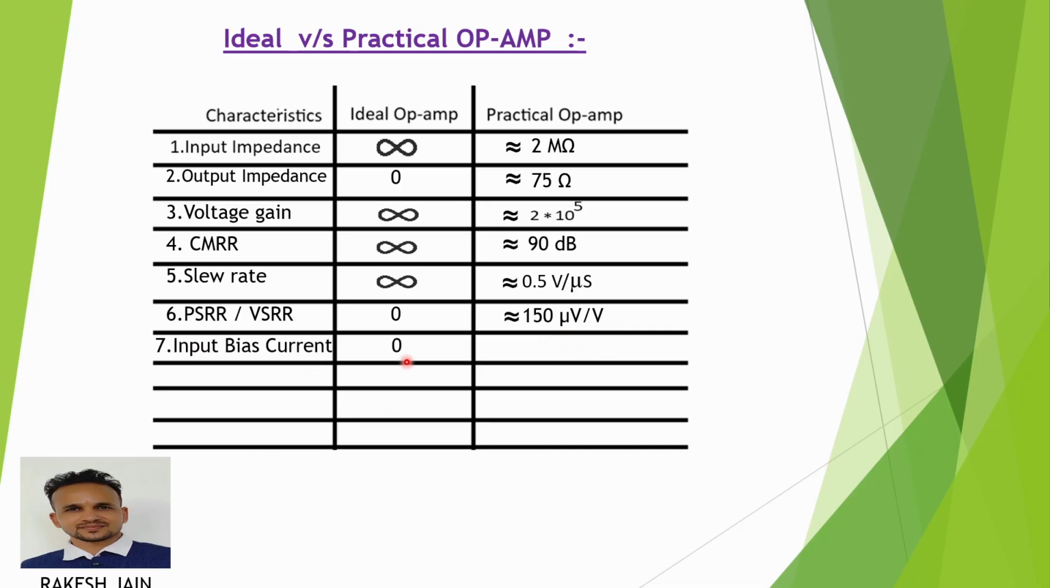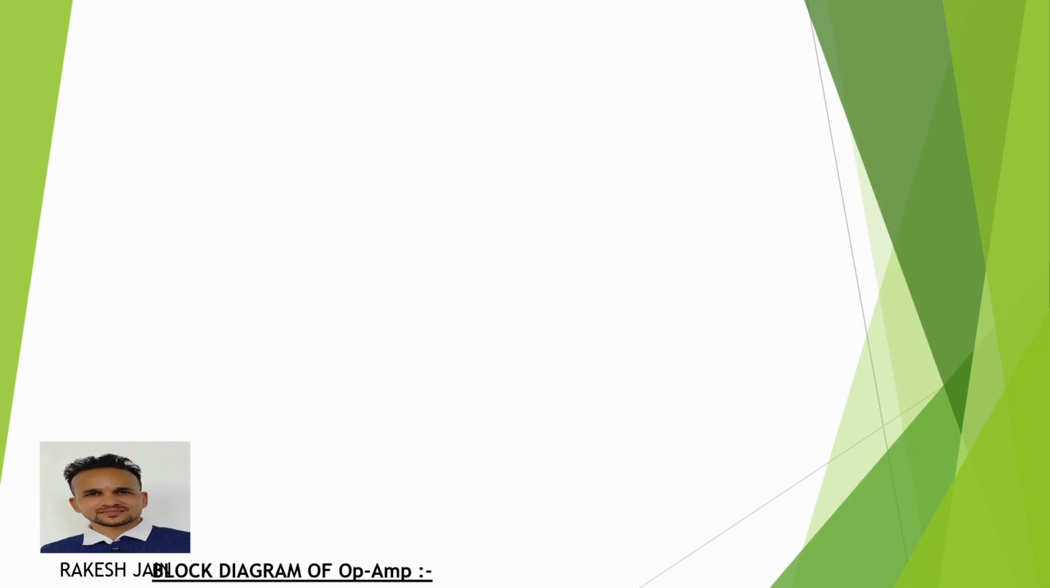Input bias current. Input bias current is 0 in case of ideal, but in case of practical, it is approximately equal to 50 nanoampere. Input offset current is 0 in ideal op amp, but in practical, it is approximately equal to 6 nanoampere. Input offset voltage. Ideally, it is 0, but practically, it is approximately equal to 2 millivolt. Bandwidth. Ideally, the bandwidth is infinite, but practically it is equal to 1 megahertz.